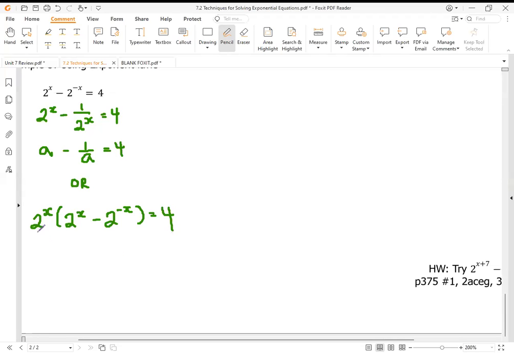Thank you. This is 2 to the power of x times itself. But, oh, shoot. I forgot this one too. Oh, wait, 4 times 2 to the power of x. Okay. What is this? What is 2 to the power of x times 2 to the power of negative x? What do you do to the exponents? So when you add and subtract the same number, you're going to get 0.